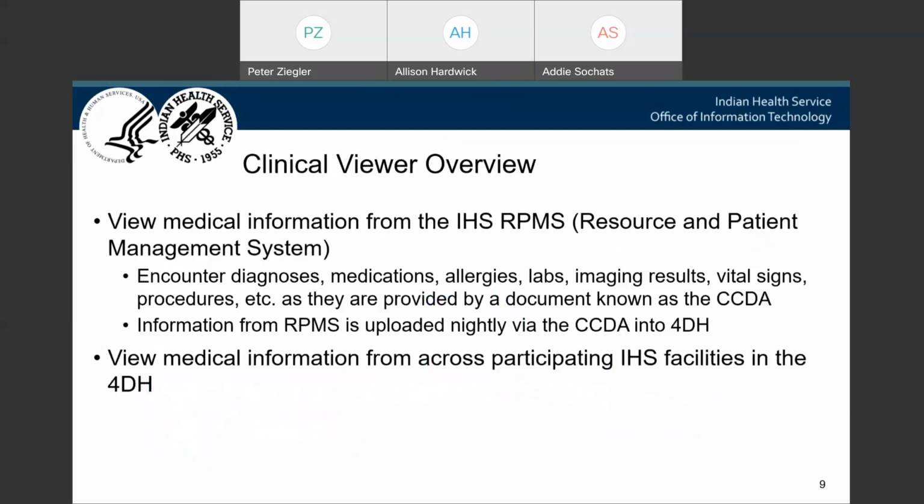The Clinical Viewer is a user interface where one can view medical information from the IHS RPMS, Resource and Patient Management System. This includes information like encounter diagnoses, medications, allergies, labs, imaging results, vital signs, procedures, etc., as they are provided by a document known as the CCDA. So information from RPMS is uploaded nightly via this document called the CCDA and goes into the 4DH. You can view medical information from across participating IHS facilities in the 4DH.